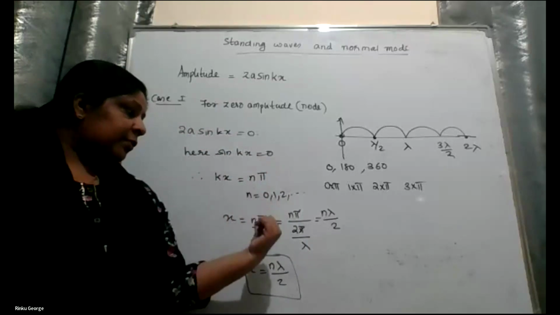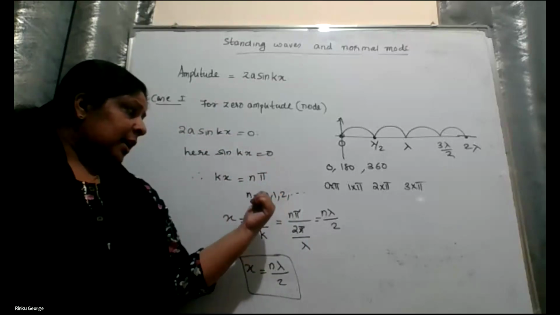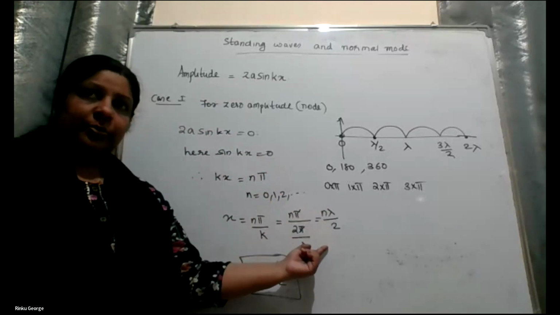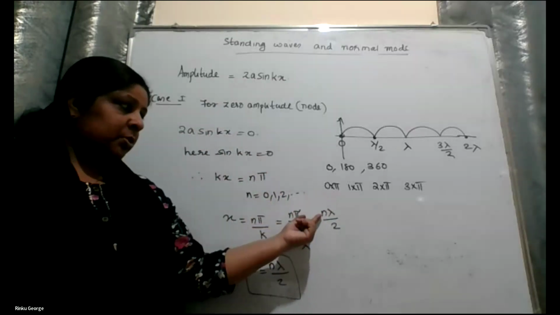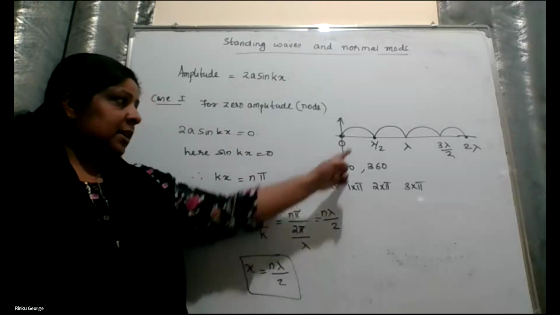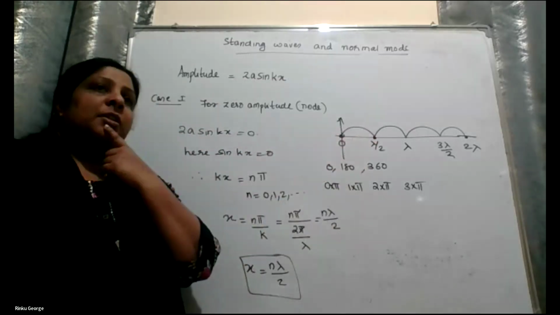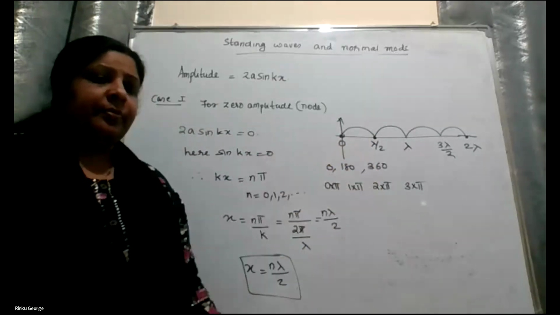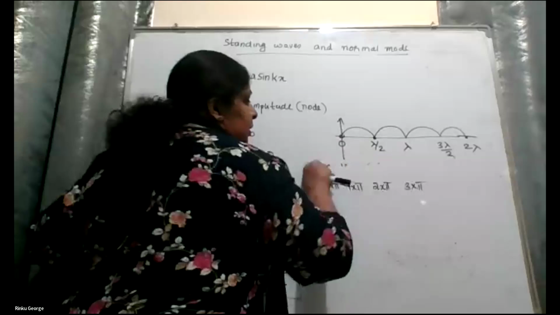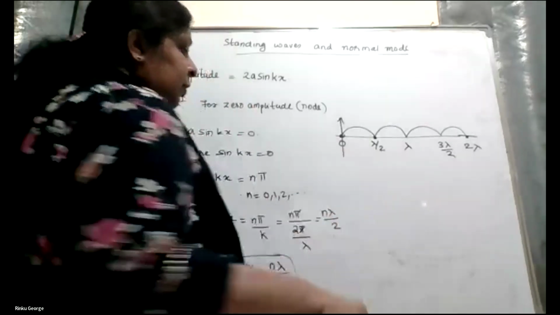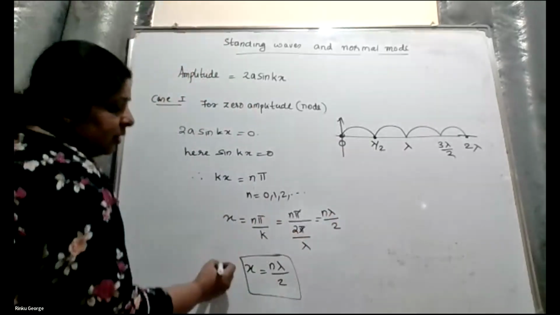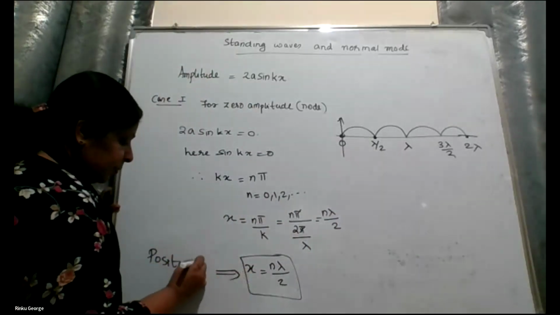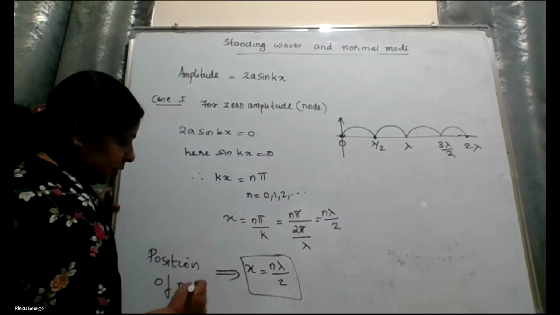And then from there, you will get x equal to n pi by k, or n pi by 2 pi by lambda, or n lambda by 2. Substituting n as 0, 1, 2, 3, you will get x as 0, lambda by 2, lambda, 3 lambda by 2. Understood? We draw this graph also. So these are the positions of nodes. Here you can write, position of nodes.